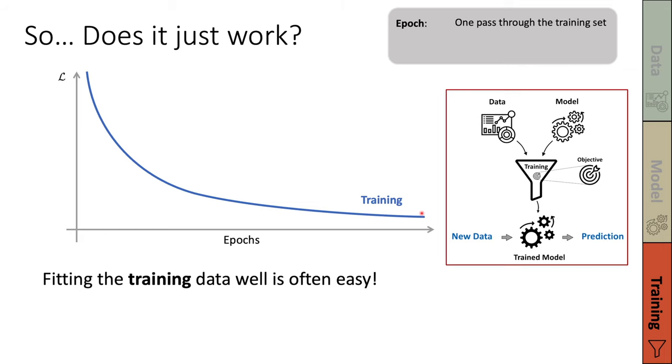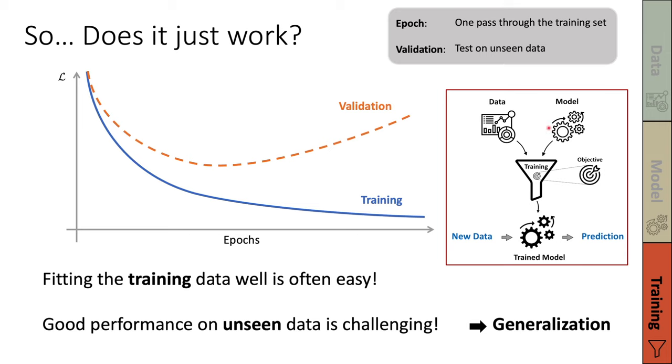where is the problem? Well, the problem is related to what we had in the beginning. Our goal is not only to find a model that fits the training data well, but a model that can predict well on new data. And to measure that, we introduce a second set in addition to the training set. It's called the validation set, where we test on unseen data that we don't optimize our parameters on. And good performance there is actually what is most challenging: generalization to unseen data.